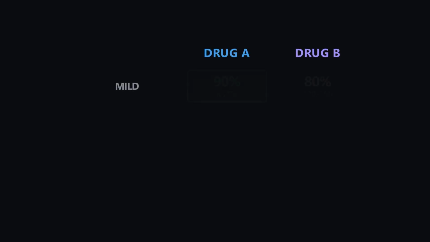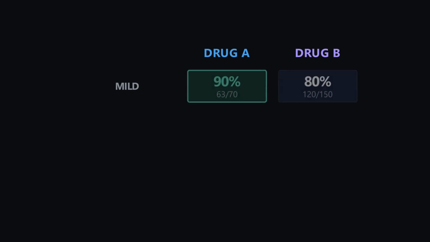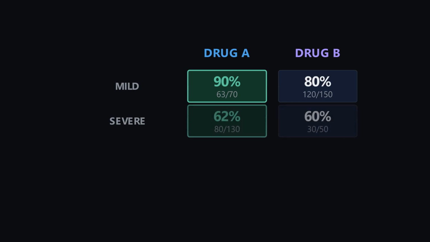Drug A cures 63 out of 70. That's 90%. Drug B cures 120 out of 150. That's 80%. Drug A wins. Now the severe cases. Drug A cures 80 out of 130, about 62%. Drug B cures 30 out of 50, 60%. Drug A wins again. So in both groups, A is the better drug. 90 beats 80, 62 beats 60.